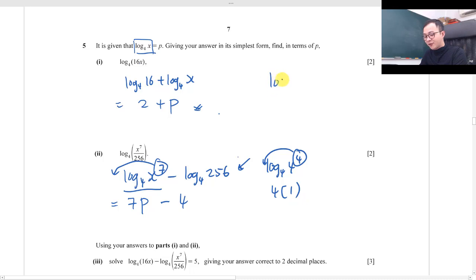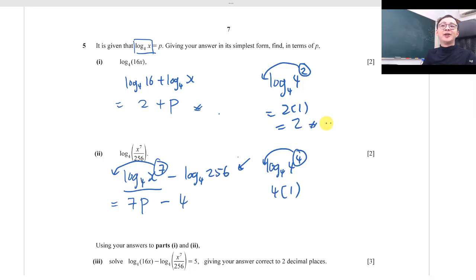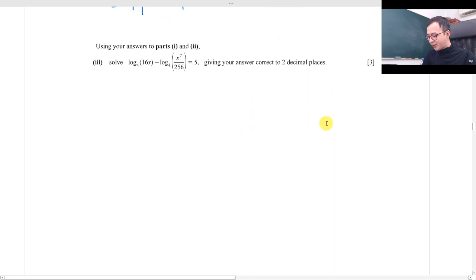Same idea for log 4 16, because 16 is 4 squared. So if I move the 2 to the front, I get 2 times 1, which is 2. Alright, I hope you can understand. So let's move on to the next one.